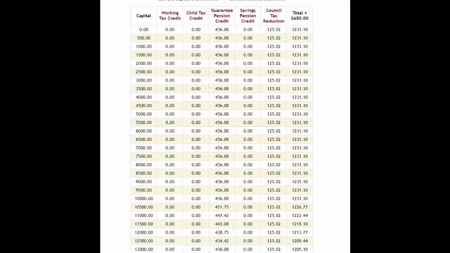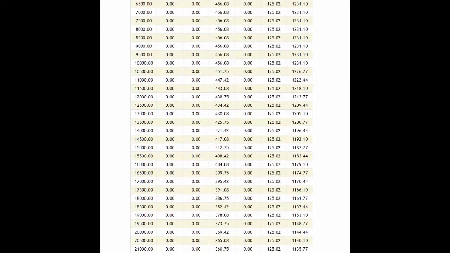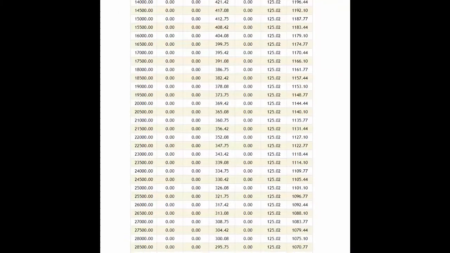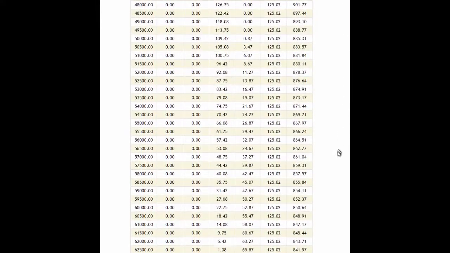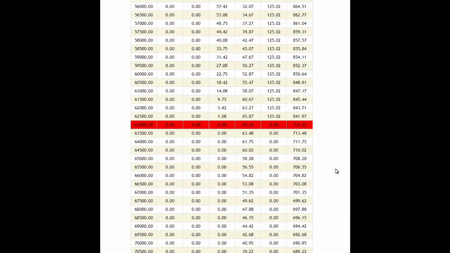We scroll all the way down, keep going, all the way down, and at £63,000 you will notice that a red line appears. This red line is generated by the system when something dramatic happens to the benefit entitlement.